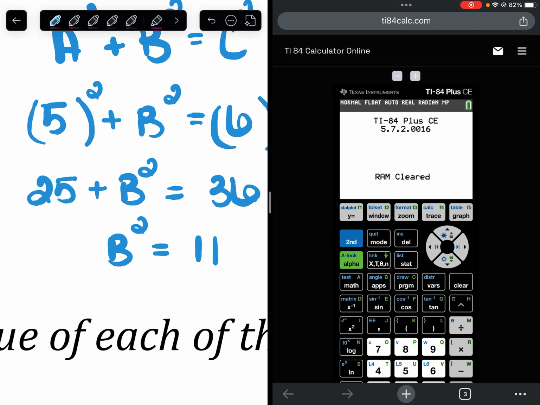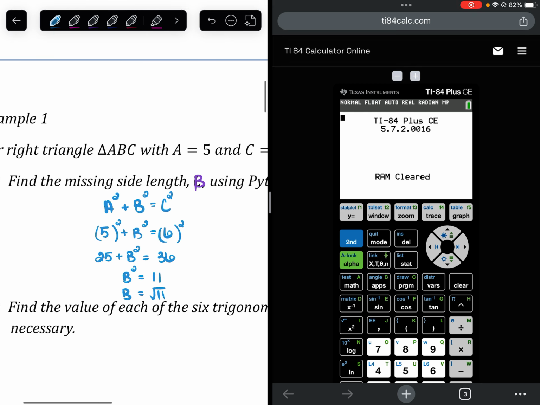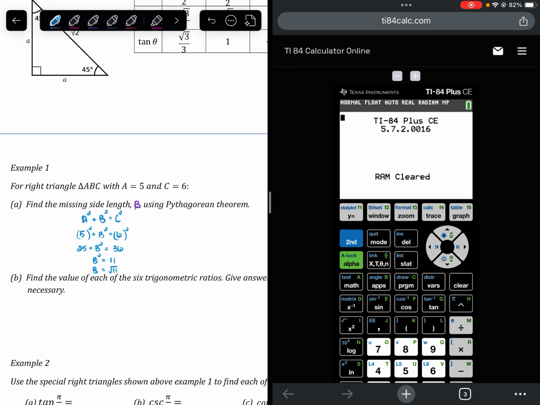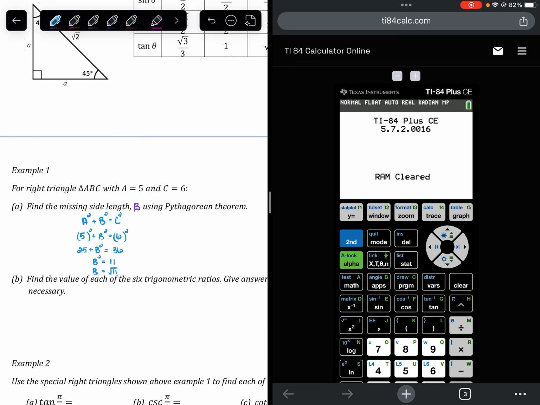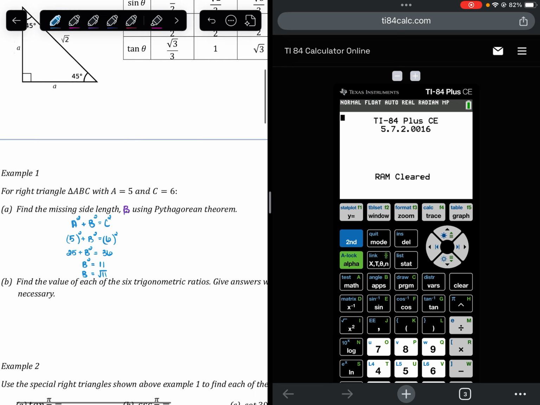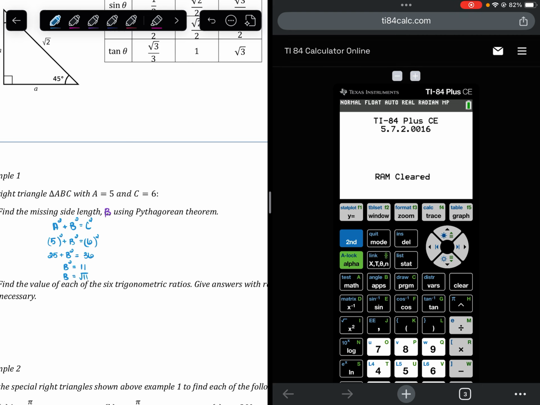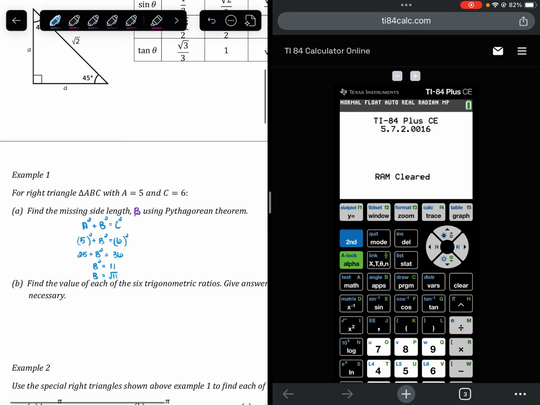And then we square root both sides, but because we're talking about side lengths of a triangle, there's no negative. We can't have negative. So that means B is the square root of 11, which does not reduce nor simplify. So we're going to leave it just as is. All right, so then it says find the value of each of the six trig ratios. Give answers with rationalized denominators as necessary.